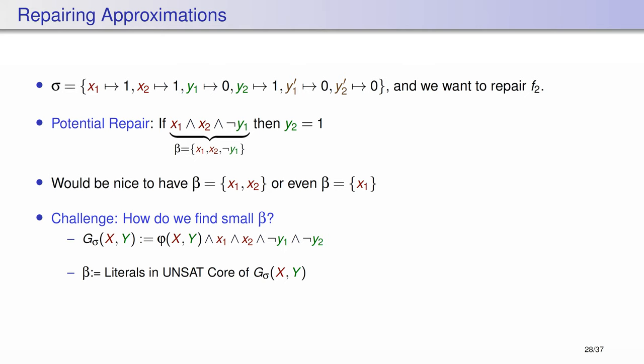All right, so let's say that we were able to find such an assignment. Now we have to repair the function. So what does repair mean? One way to do such a repair is a technique that has been known in formal methods for over 2 decades, and is also now being used in a lot of machine learning settings, where you put a guard. What does it mean? You say that, well, whenever x1 and x2 and not y1 happens, then y2 should be 1. And everywhere else, you can continue to use the current function that we have.